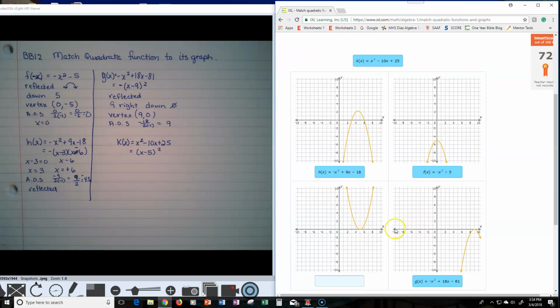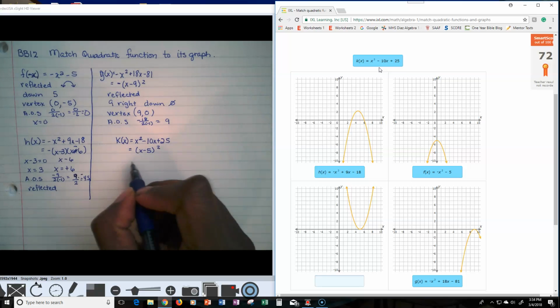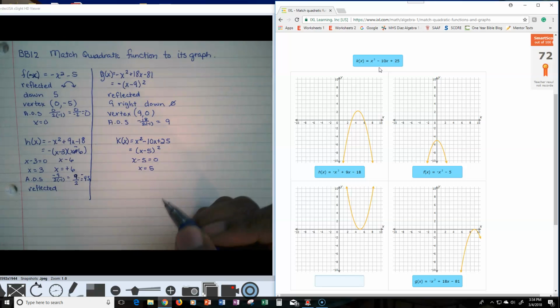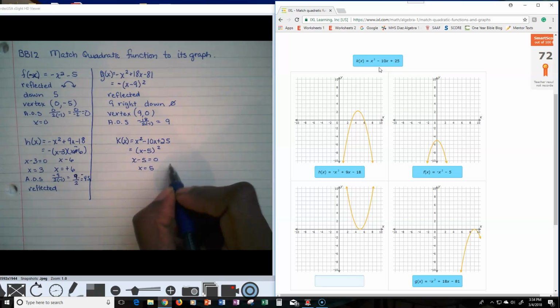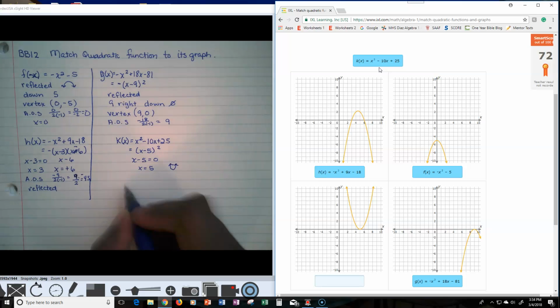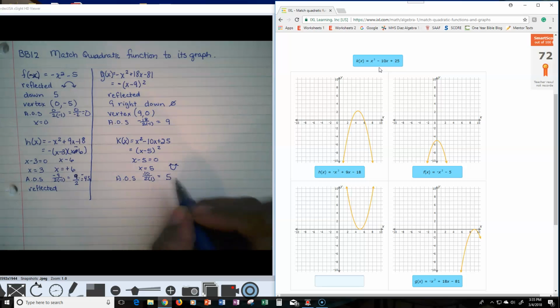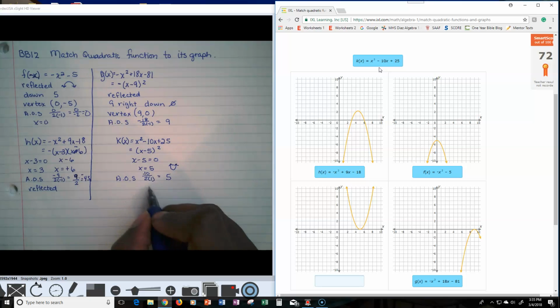Well, the only one left is this one. So we were told what our 0 was. X minus 5 equal to 0. X must be 5. We're also told that it's smiling at us. Or we could look at the axis of symmetry. So opposite of b divided by 2 times 1 would be 5. And that makes sense. So our vertex would be 5.